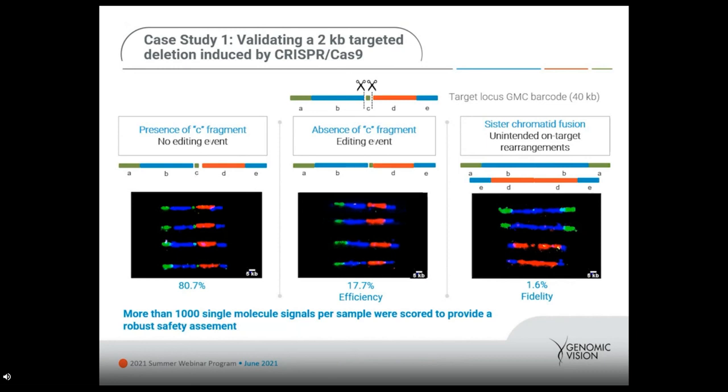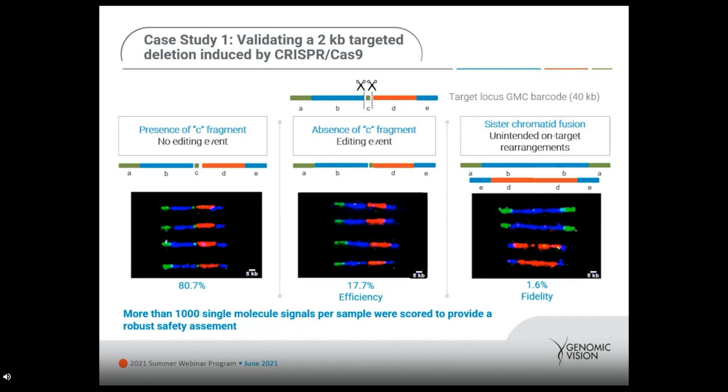In the first panel, this shows the unedited events. As you can see here, these are examples of signals that we can obtain with our FiberVision scanner. And the C fragment in green here is still present, as you can see very clearly. The frequency of these events is around 80.7%. In the second panel, we show editing events. And you can clearly see here that the green fragment is absent. And the efficiency of our editing is around 17.7%.